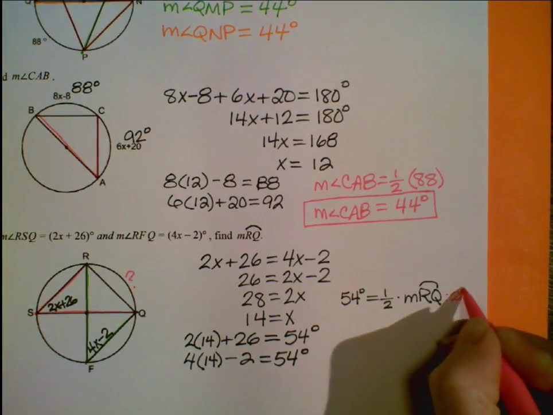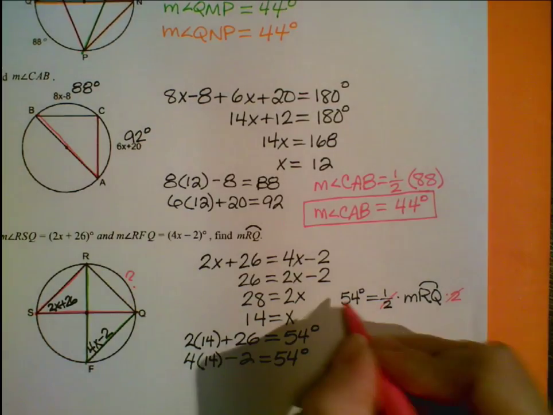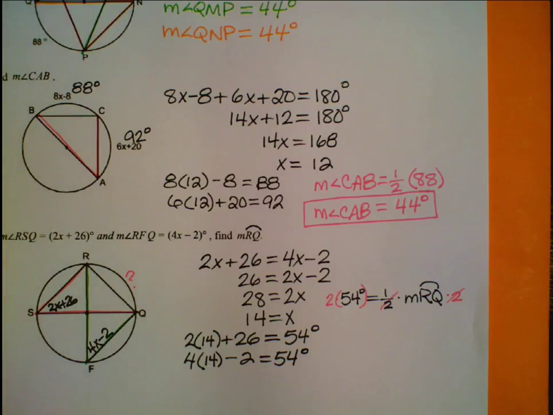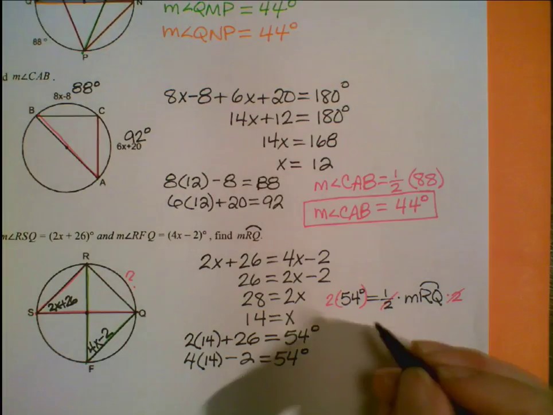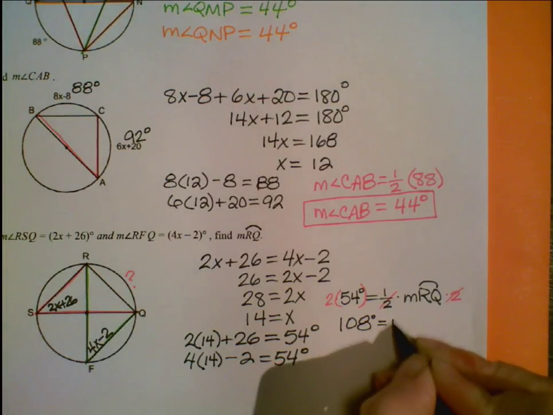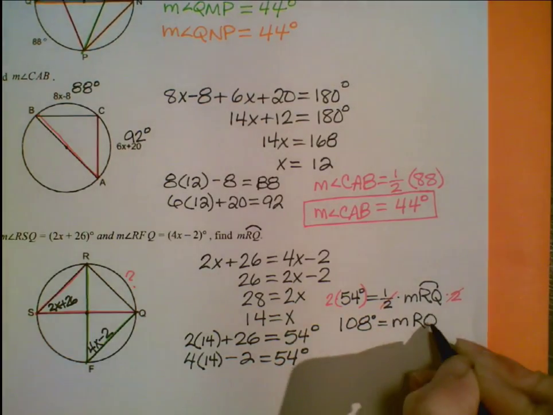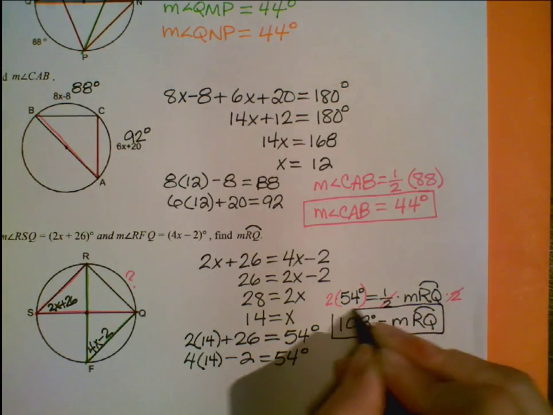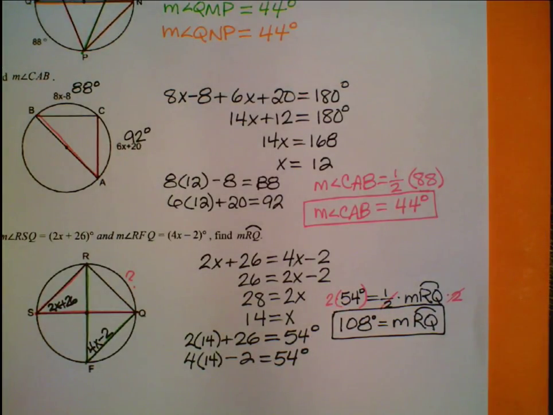So if I multiply by 2 here, the 2 and the 1/2 produce a 1. Multiply by 2 on this side, 54 times 2 gives us a measure of 108 degrees for the measure of arc RQ. I said angle in there, didn't I? It's the measure of arc RQ. All right, and that takes care of our last example on this set of notes.